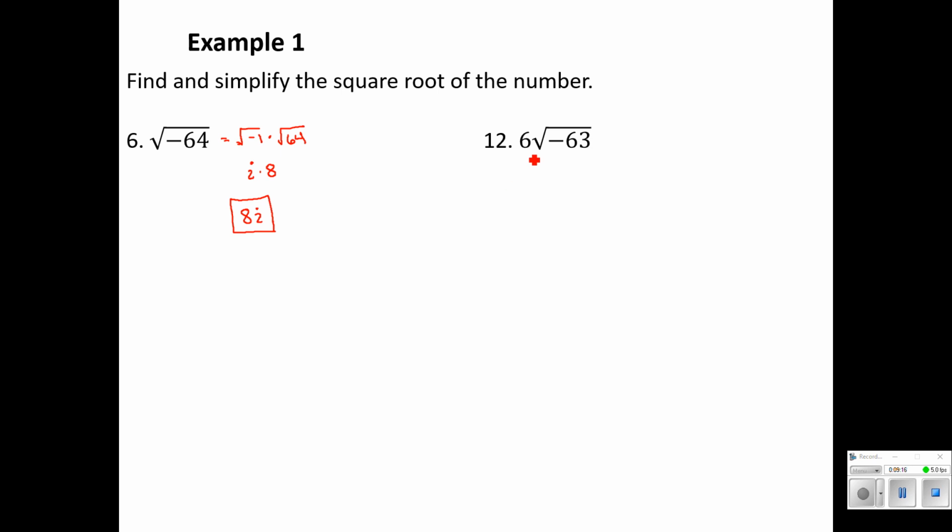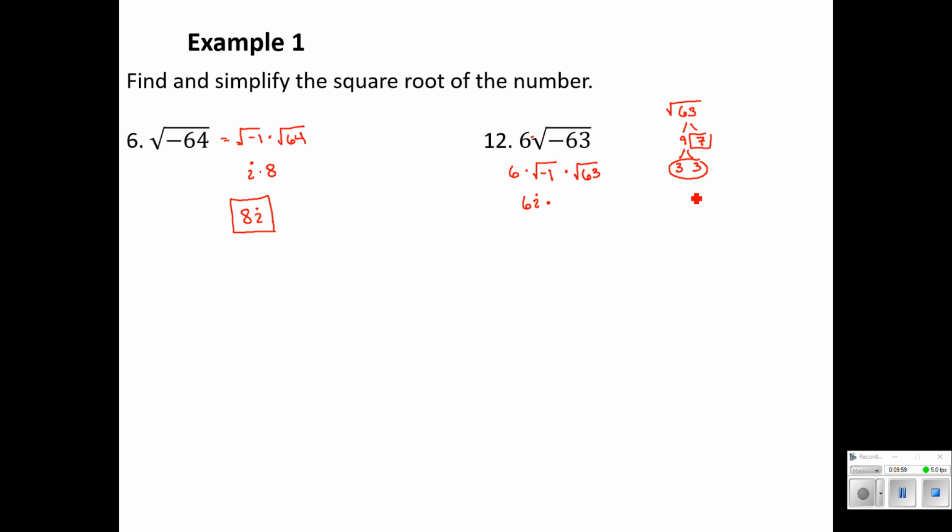For number 12, same concept, except now there's a 6 multiplied out front. We just need to hang on to that. So I got 6 times the square root of -1 times the square root of 63. Okay, so I've got 6i times, and I just want to see if I can clean this up at all. So you may remember doing factor trees, where we try and break down a number through multiplication. 63 is 9 times 7, and 9 can break down into 3 times 3. So now at the end of the branches of our factor tree, we've got a pair of 3's and a lone 7.